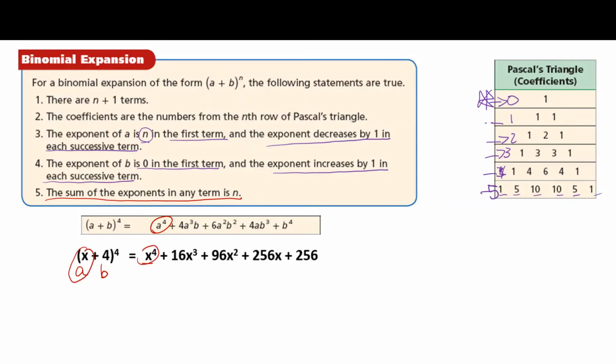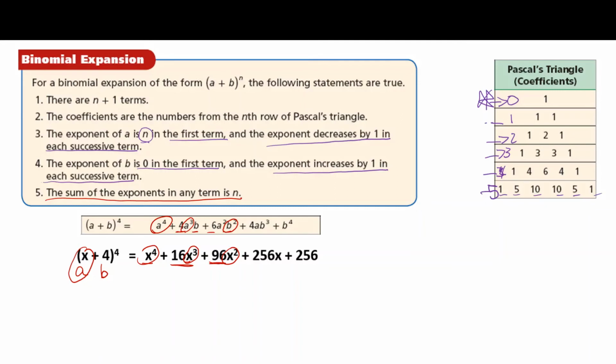The next one says take 4 times a to the 3rd power, so that's our x to the 3rd, and b, so we just have regular 4 times 4 is 16, so there's our second number. All right, the next one says take 6 times a squared, so that's our x squared, b squared, 4 squared is 16 times 6 is 96.